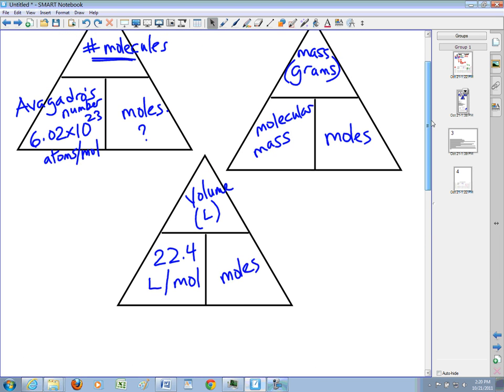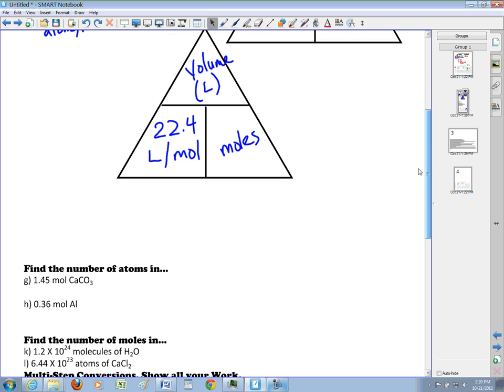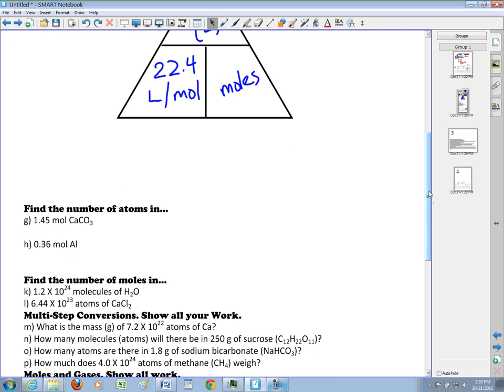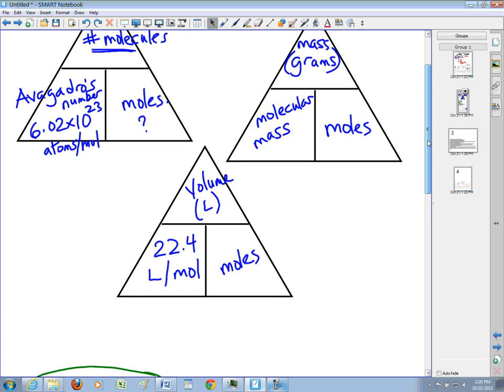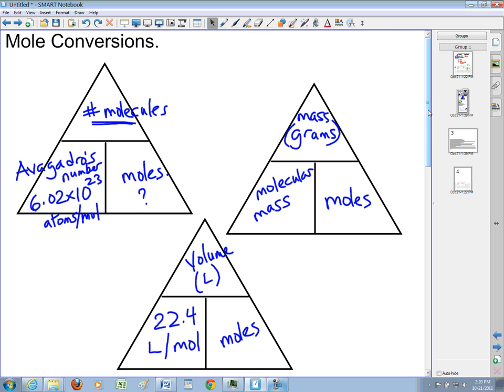Okay, here we are again. We're going to take a look at the next series of questions in our guided notes. It has to do with calculating the number of atoms. This one is a bit trickier because our triangle here at the top doesn't specifically mention atoms. It mentions molecules.